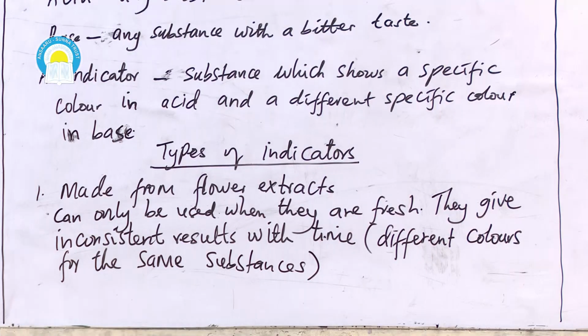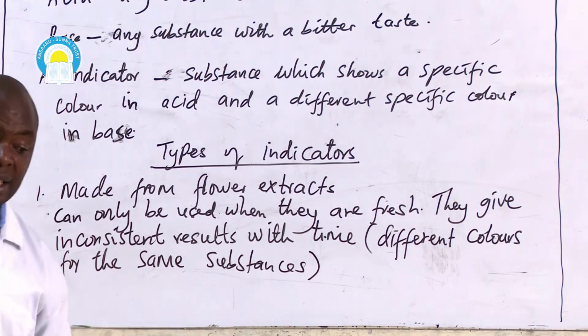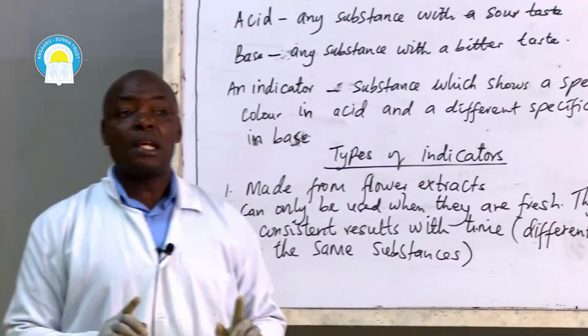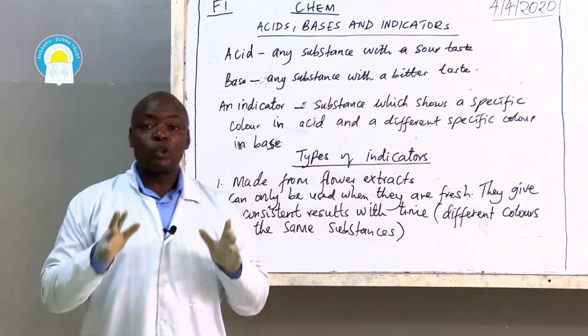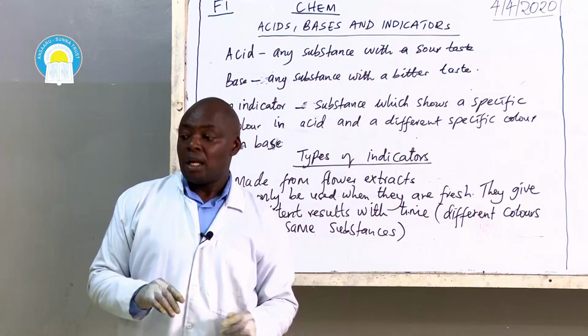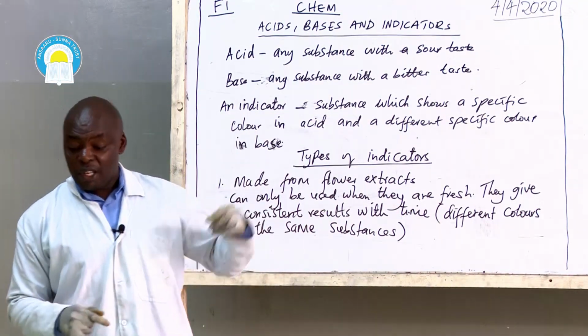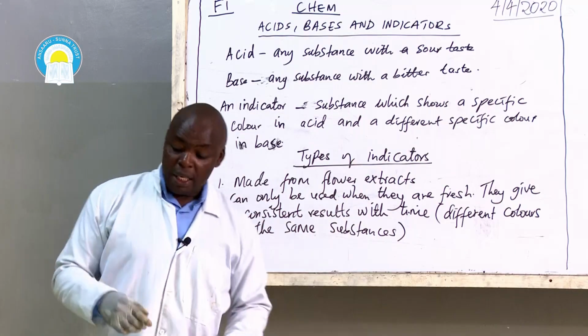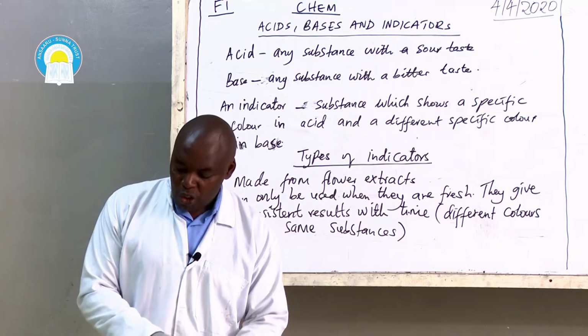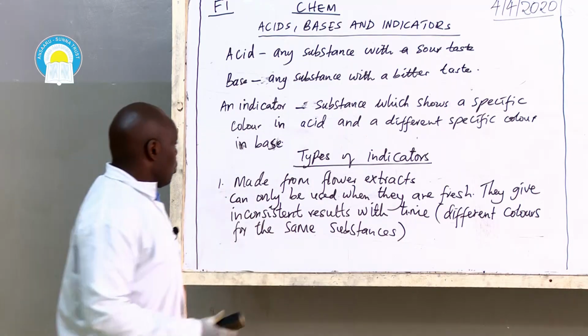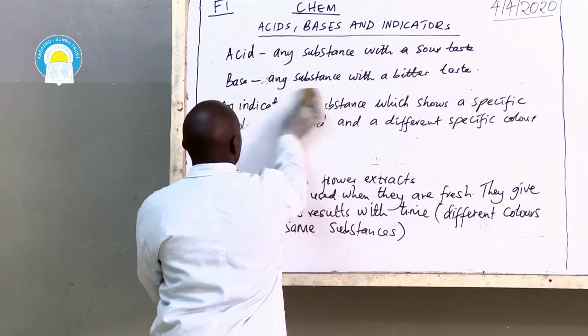A good indicator should give consistent results. That is, if the solution is acidic, whether I test it this morning, tomorrow, the following day, it should give me the same color. If the color does not resemble the one that has been shown previously, then it means that that indicator is not consistent.